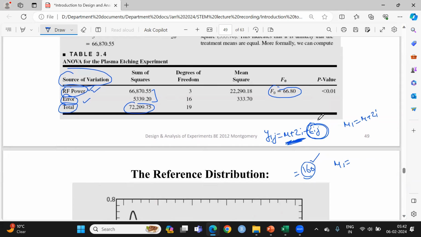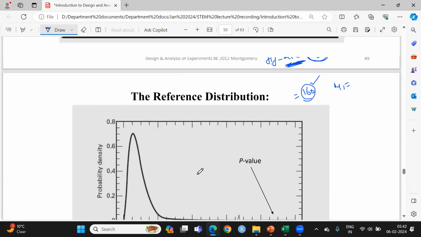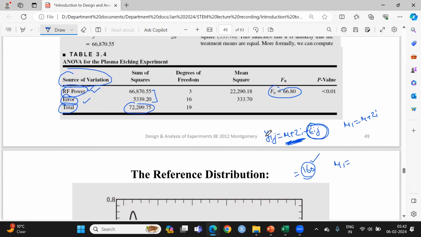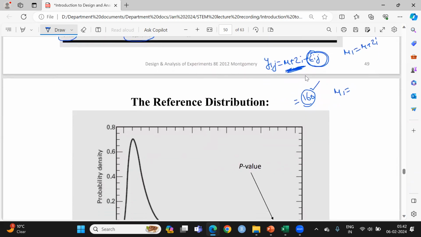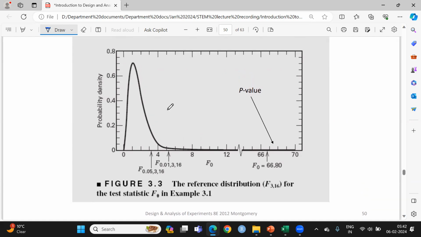This is the same thing I already explained to you: F naught is 66.80, and the p-value is less than 0.01. So here we got the calculated value of the test statistic 66.80, and this is the graphic representation of the F statistic. You can see that it lies very far on the right-hand side. It means the difference is very high. Then only we can conclude that there is a significant difference in the means of these four groups, right?